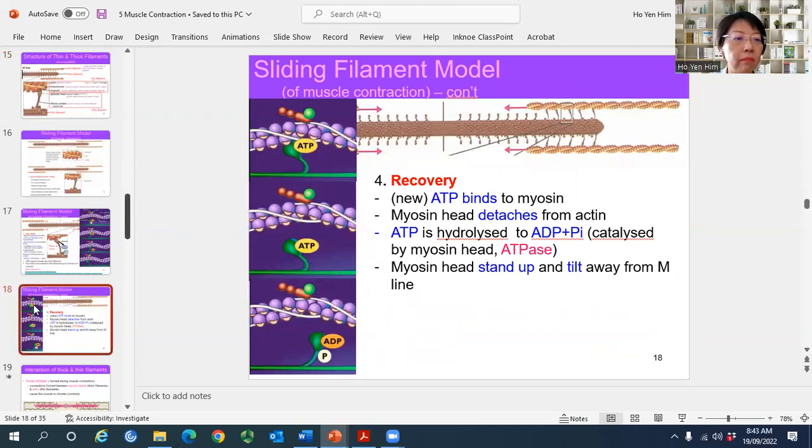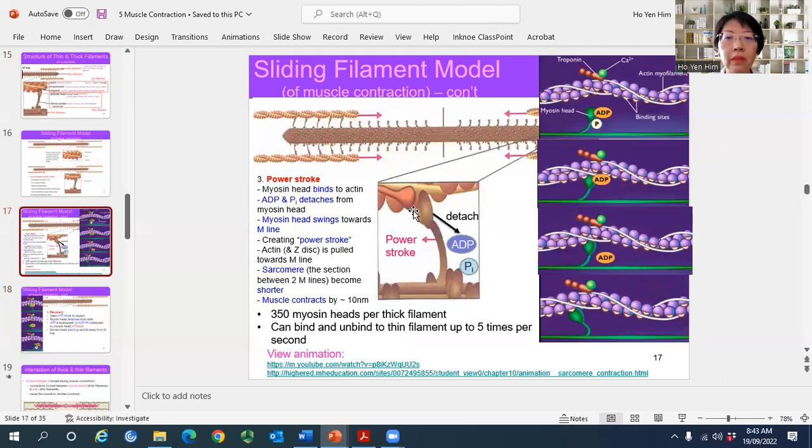Here, see? It will bind to its binding site here. So when it binds, what happened? Now, this is where some students did not give a very accurate answer.